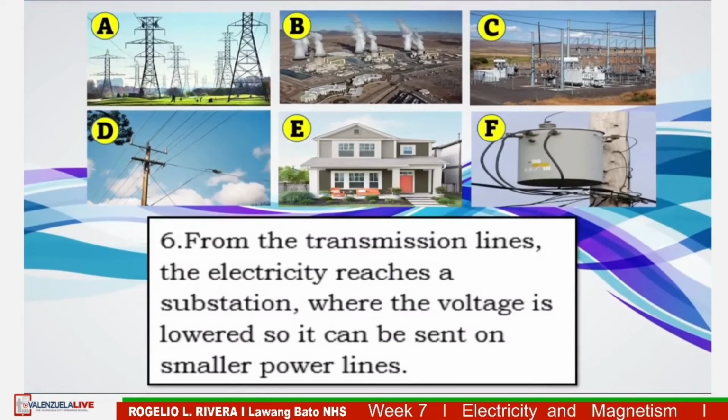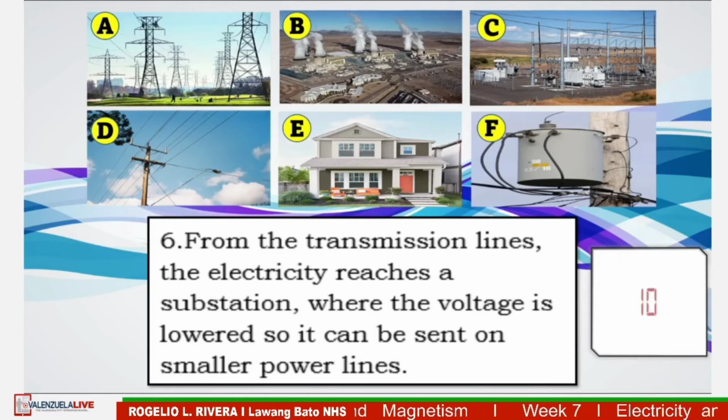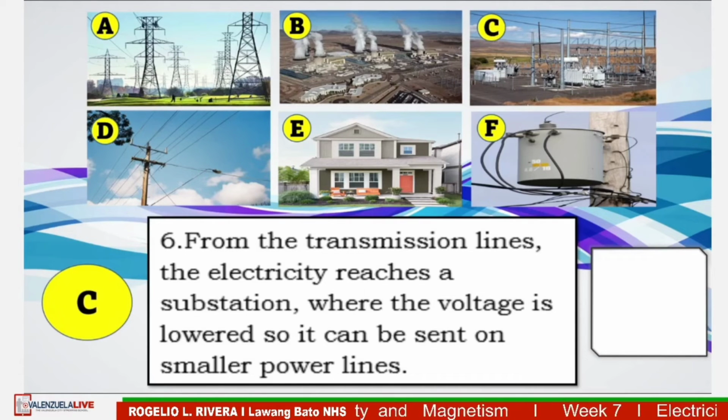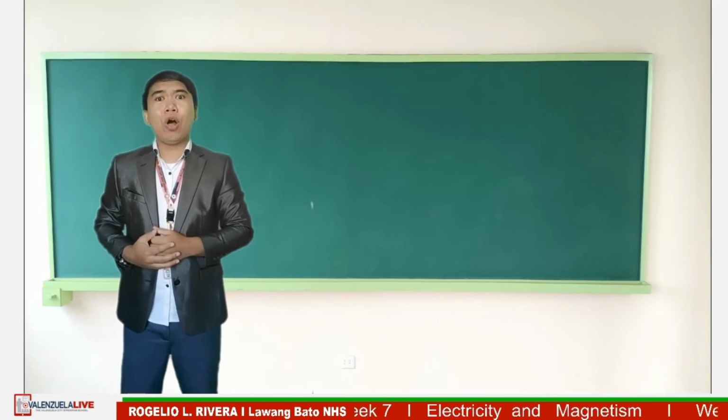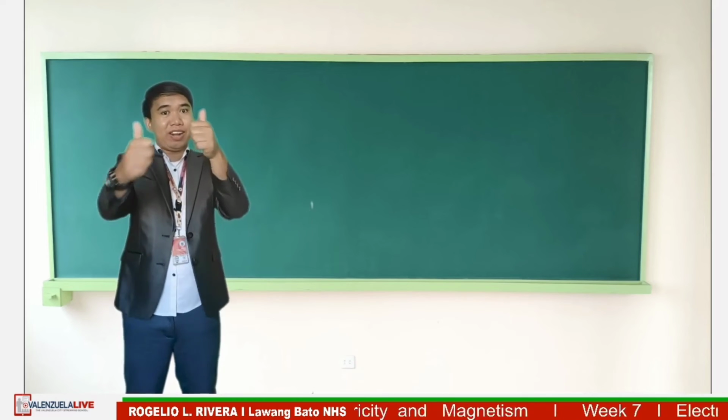And for the last number, number 6, from the transmission lines, the electricity reaches a substation where the voltage is lowered so it can be sent on smaller power lines. The timer starts now. Letter C. Alright class, if you got all the correct answers, you are excellent.